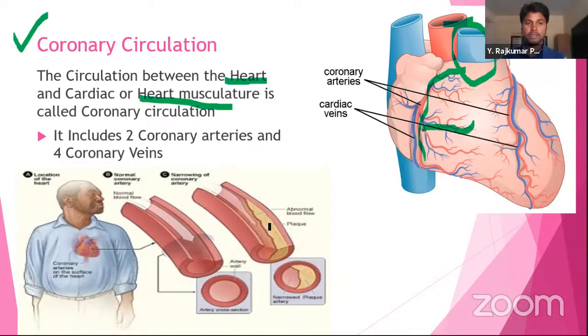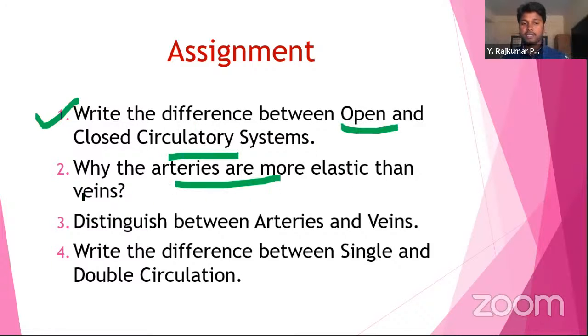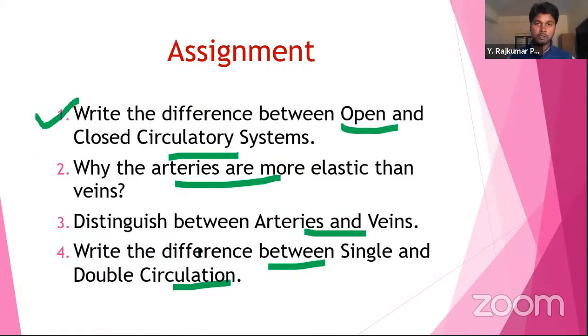Okay, dear students. Assignment. You can write the difference between open and closed circulatory system. Differences between arteries and veins, and single and double circulation. Okay, dear students, about portal circulation and coronary circulation, I will explain you once again.